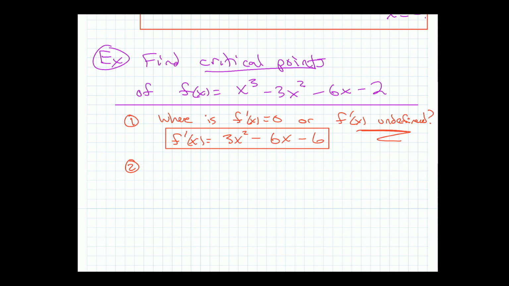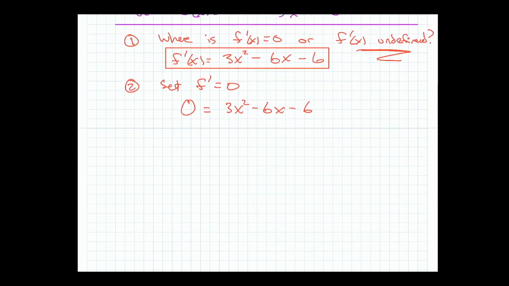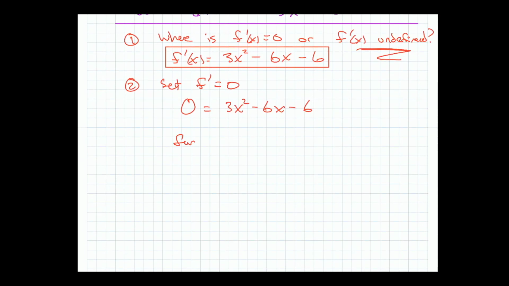All right. So what do we do with f prime? Set it equal to 0, right? So we have 0 equals 3x squared minus 6x minus 6. So you have to solve that. Generally, you're just going to factor. And then if you get stuck, use Wolfram Alpha to solve that. You just type in the equation and you'll get the exact answers.